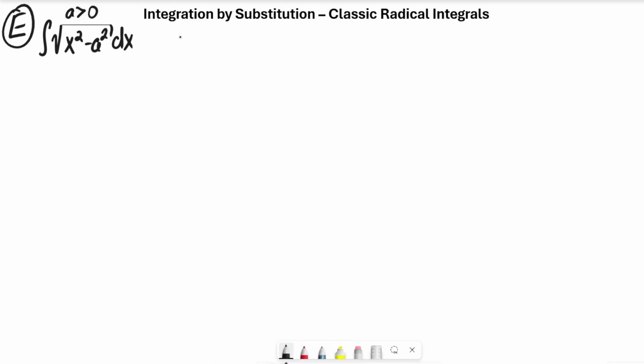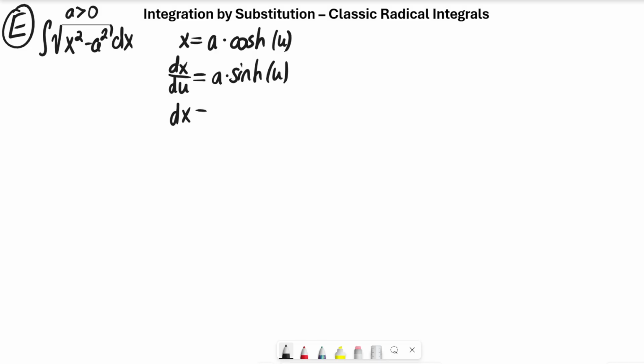The trick is you make it first more complicated. So you introduce x as a times the hyperbolic cosine of u. You will see later on why this is successful, so just believe me for a moment. So the derivative of x according to u is a times hyperbolic sine of u, and we also change the integration variable dx to a times hyperbolic sine u du.